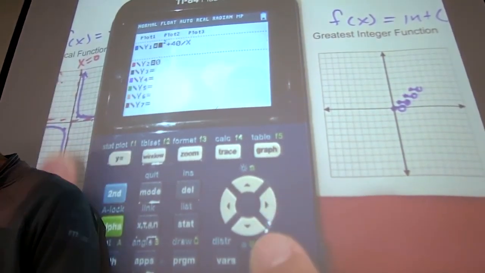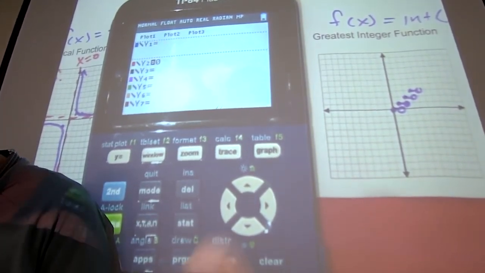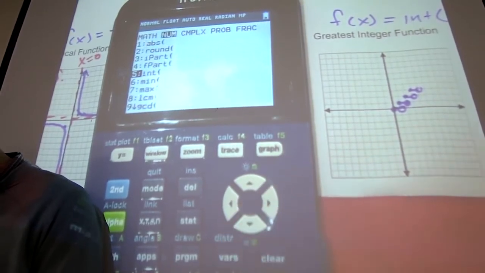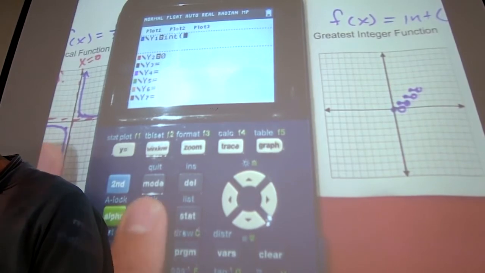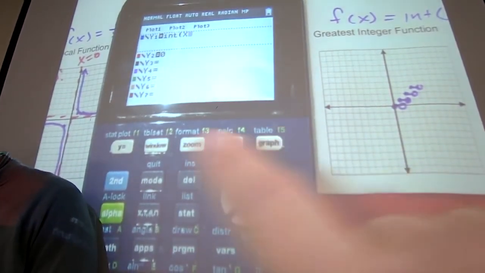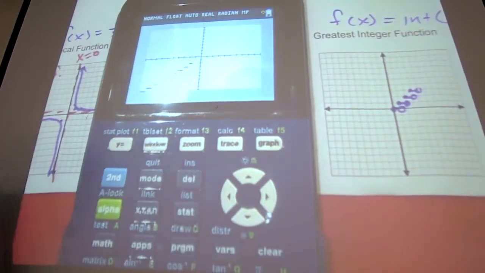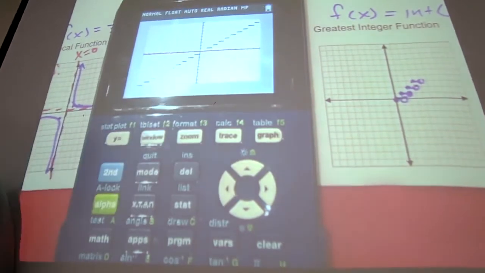And I'll show you what it looks like in the calculator. If I have y1, I go to the math menu, I go over to number, and I go to number 5, and then type in x, x is next to alpha, and I graph that. I'm in zoom 6, zoom standard, and this gives you basically the staircase of the greatest integer function.